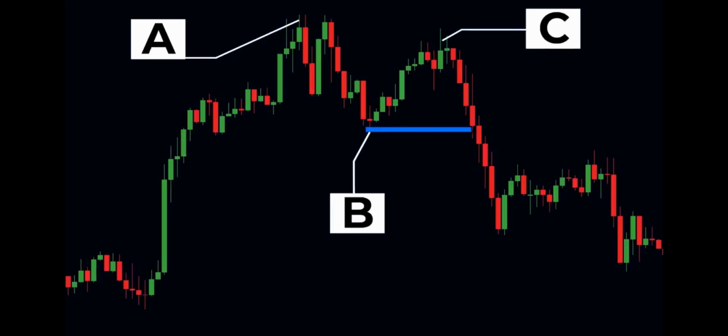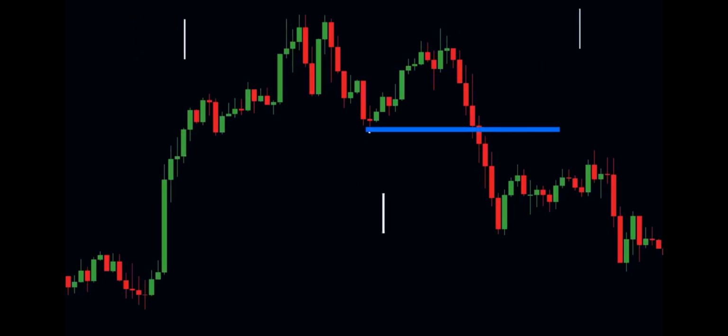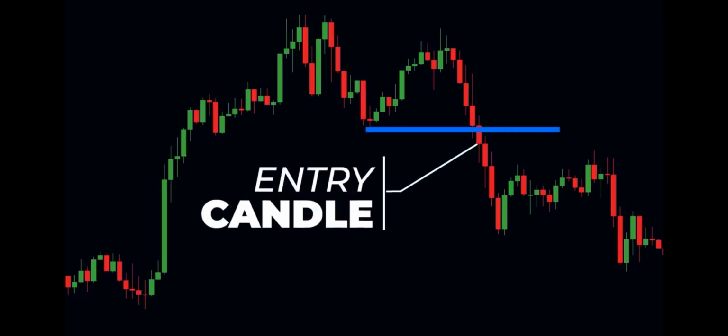So, we create a neckline at point B and wait for the price to break it. On this candle we see that the price breaks below the neckline, and we will enter a sell trade here. We can keep our stop loss at the midpoint of B and C.